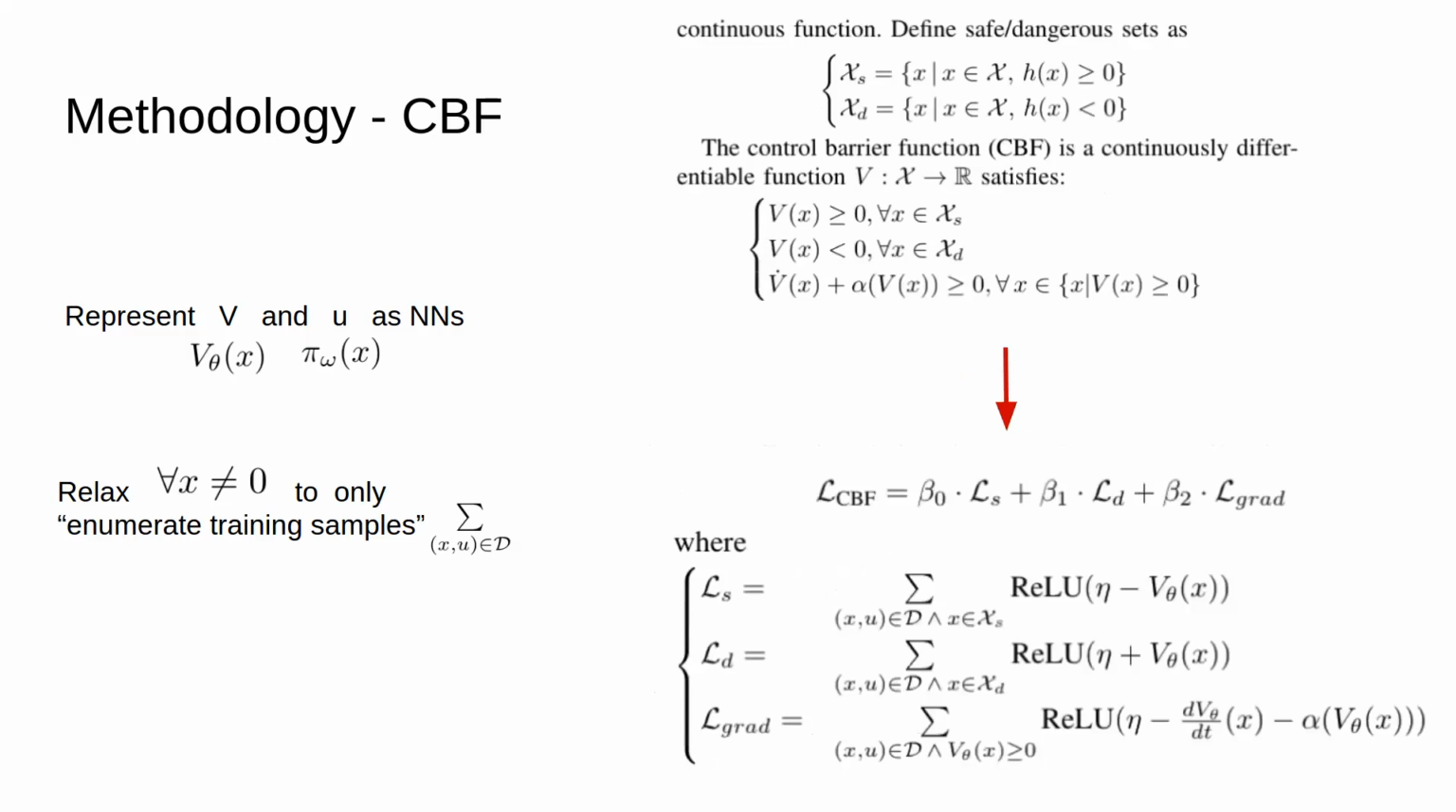Similarly, for control barrier functions, we can also represent the certificate and the controller as neural networks and use the loss function LCBF to satisfy the related constraints.